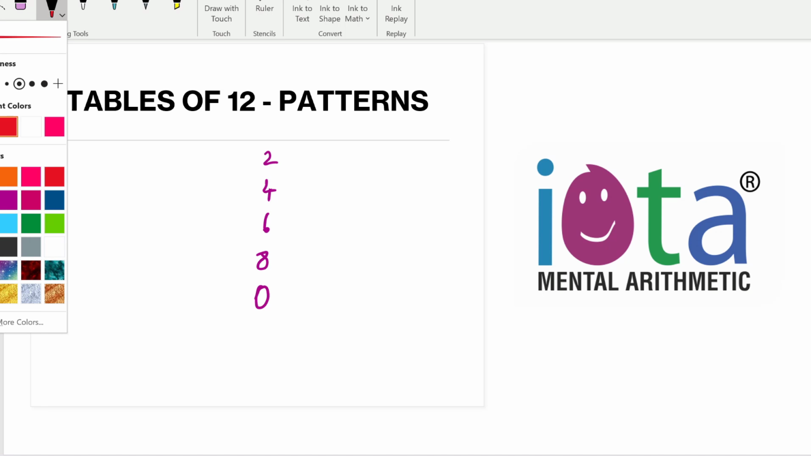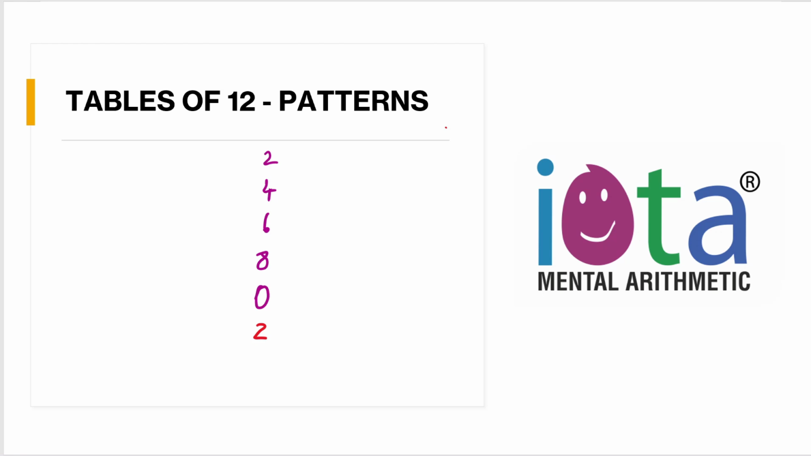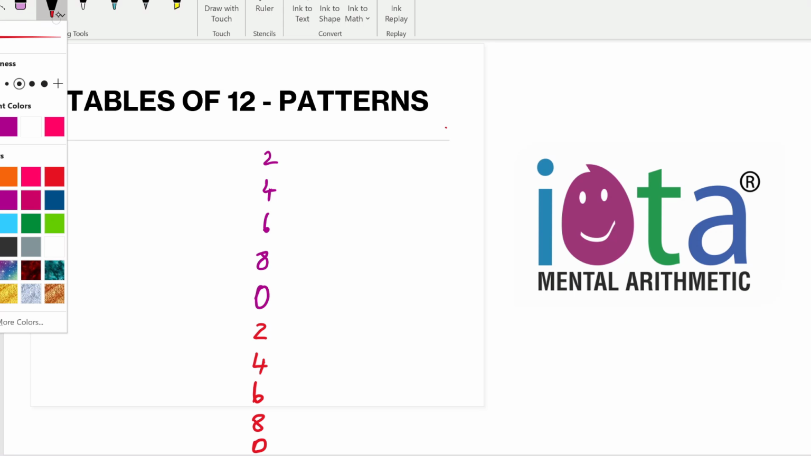Let me now show you with another color. 2 4 6 8 0. So you can see this 2 4 6 8 0, that is tables of 2. You are just taking the last digit. For example, tables of 2 is 2 4 6 8 10. So for 10 you are leaving the 1. So that's it.